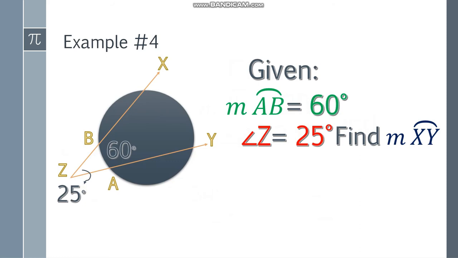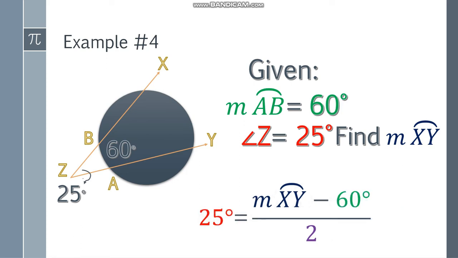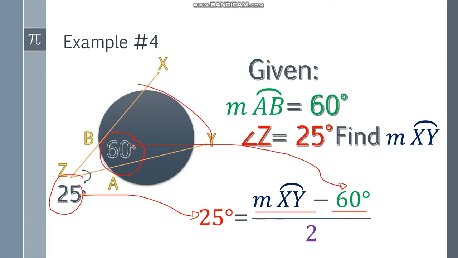Next example, given is we have the exterior angle and the smaller intercepted arc. We are asked to find the larger intercepted arc. Same method, just place the formula and substitute the values. So we have 25 here and 60 degrees will go here, because it should be larger minus smaller. Larger minus smaller.